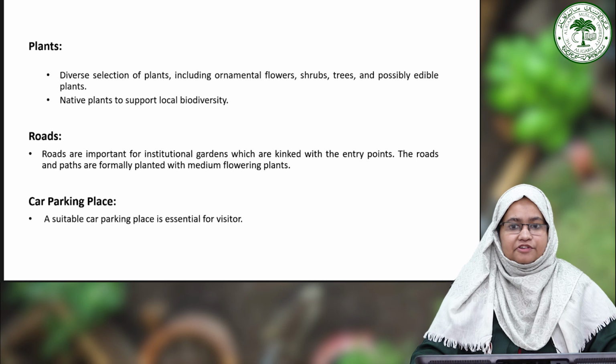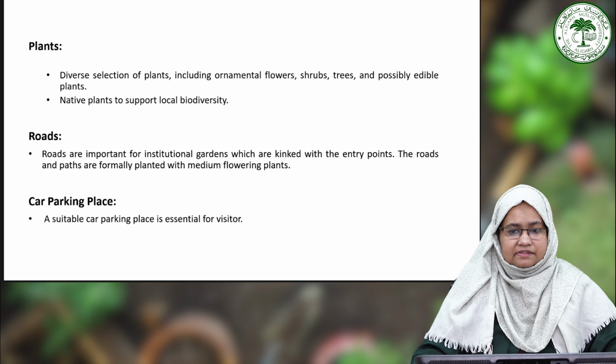Next is the most important component, that is plants. A diverse selection of plants including ornamental flowers, shrubs, trees and possibly edible plants. Then also consider native plants to support local biodiversity. Roads are important for an institutional garden, which are linked with the entry point. The roads and paths are firmly planted with medium flowering plants. Car parking place. A suitable car parking place is essential for visitors.